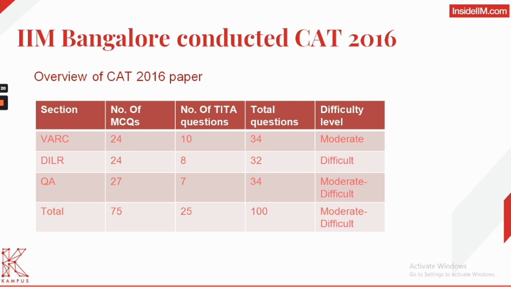In CAT 2016, the total number of questions was 100 and it was a 3-hour paper. However, the number of questions are expected to be around 66 in CAT 2022 as the pattern has changed to a 2-hour paper. Good news that IIM Bangalore didn't throw any major surprises and the pattern was similar to the previous year's paper. And this year too, we are expecting the pattern to be similar to the CAT 2021 paper.